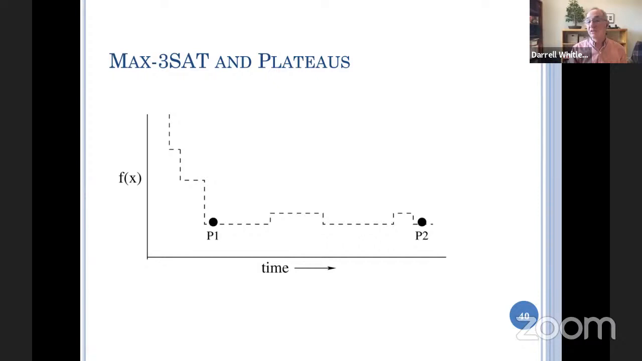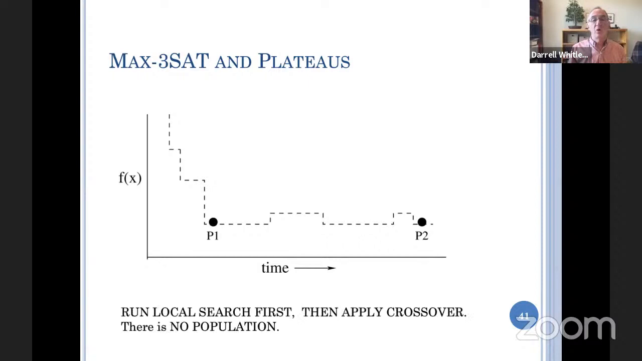This is a strategy that's also found in the LKH algorithm for traveling salesman problems, a strategy that was developed by Helsgaun. And again, it can be used very effectively in combination with local search. So run local search first, then apply the crossover. There's no explicit population. We just create these points on the fly.